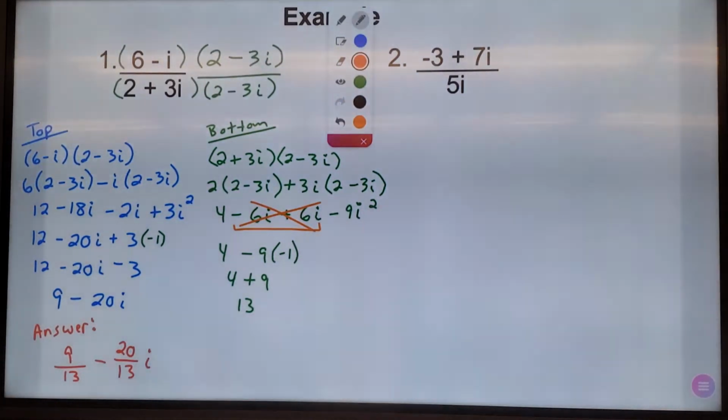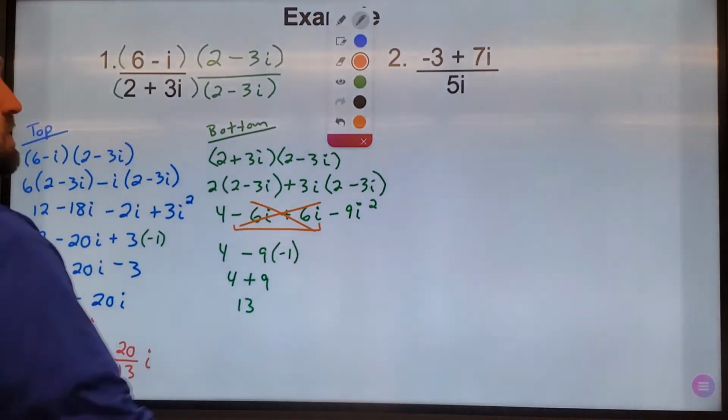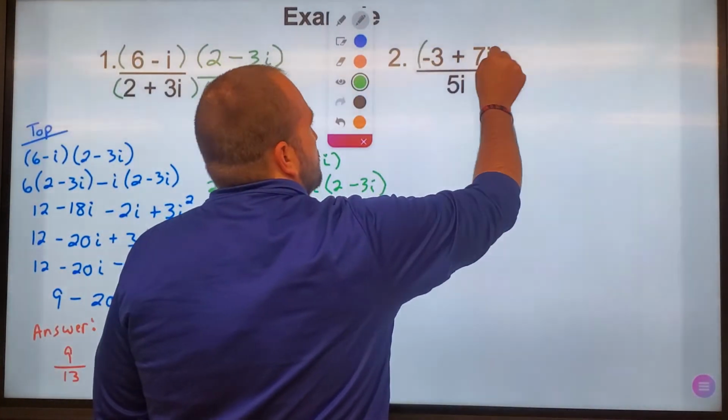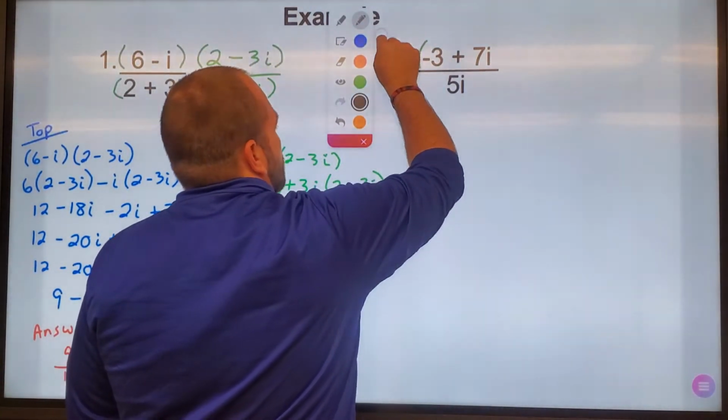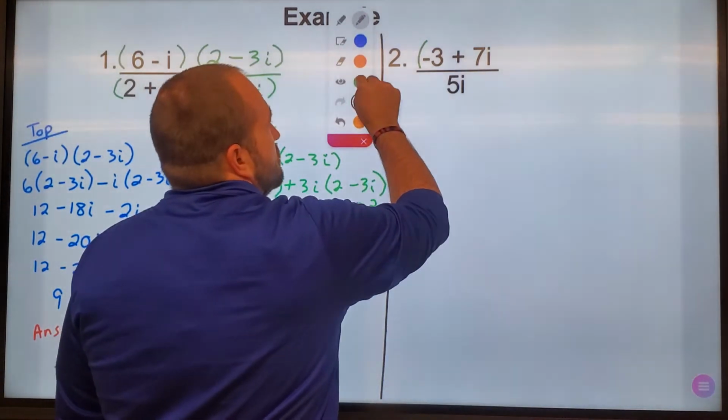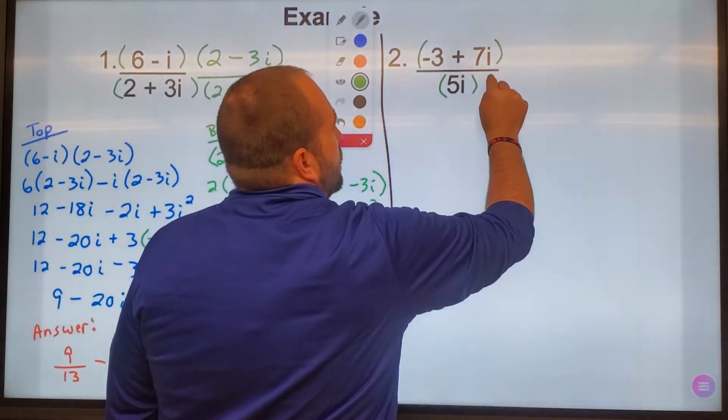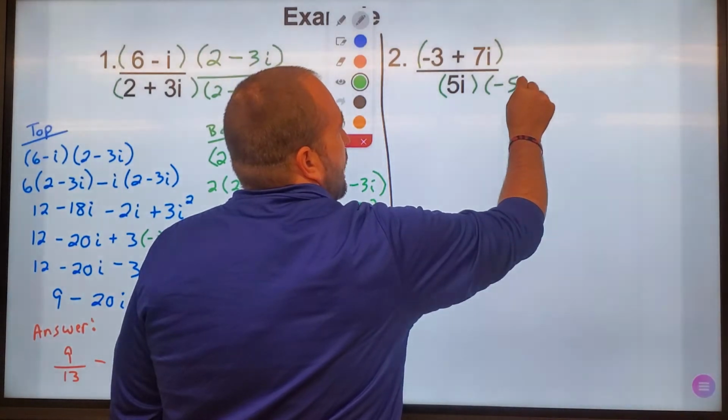Okay, number 2 is a little bit different. Again, I have a monomial in the denominator instead of a binomial. It's still the same principle here. We are still going to change the sign on the i term. It's only an i term. Okay, so I'm going to multiply the top and bottom here by negative 5i.